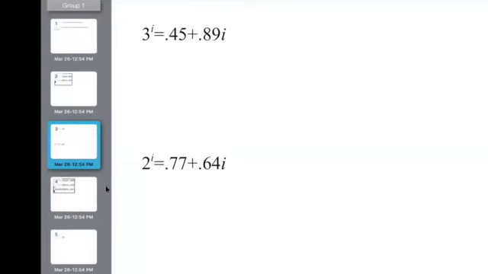And Willis made an observation there, which is maybe it has something to do with sine and cosine, because sine squared plus cosine squared equals 1. Is anybody tempted to do anything with these complex numbers, the 0.45 plus 0.9i and the 0.77 plus 0.64i? Yes, Talia says to turn them into polar form.